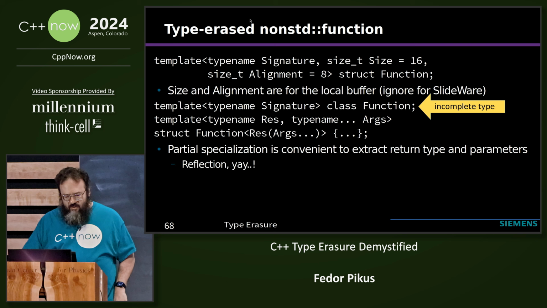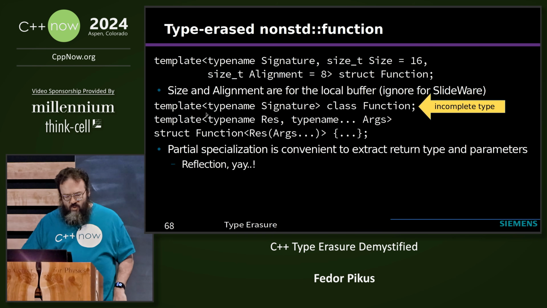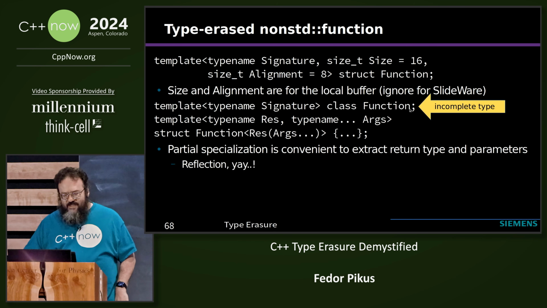Okay, so here is my template. It has a signature as its type argument, and it has parameters for type and alignment, which I'm going to ignore from now on. So I'll reduce my template to this. Notice that this is actually an incomplete type. This is all I'm going to say about this particular template.